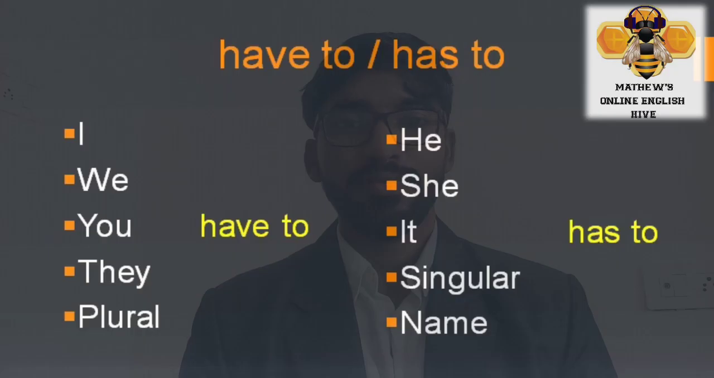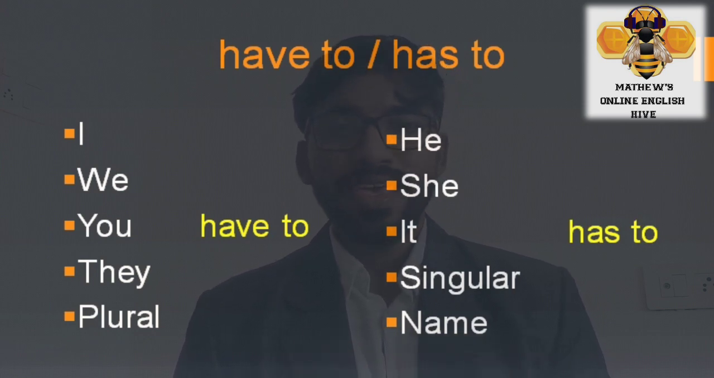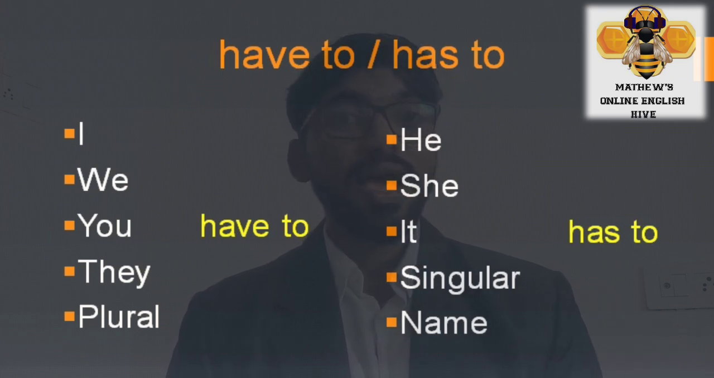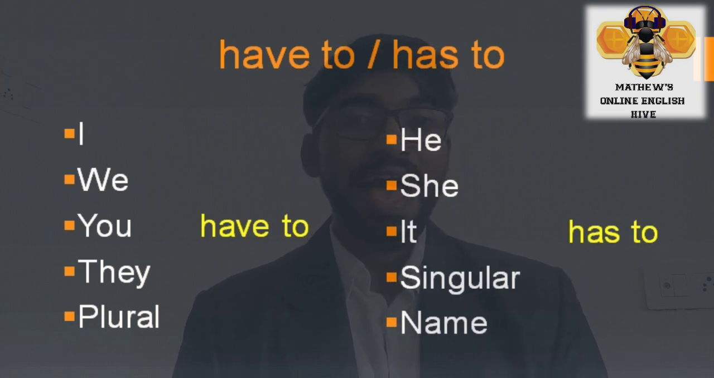Let's see when we can use have to and has to. We use have to with I, we, you, they and all plurals. All plural subjects. For example, I have to go. We have to. You have to. They have to. We use has to with he, she, it and all singular subjects.